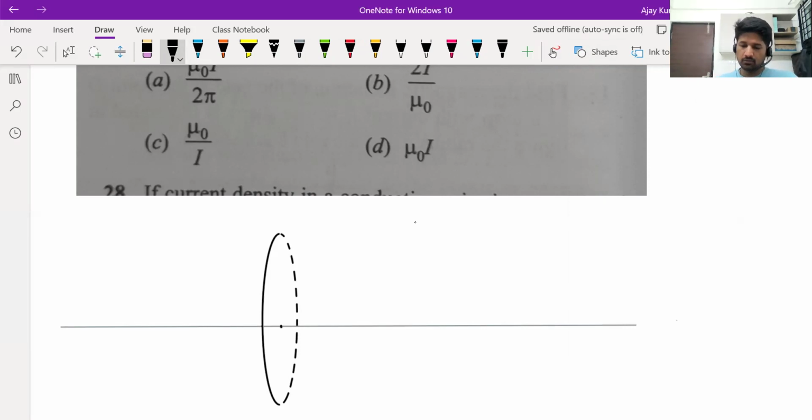Okay. They want you to integrate B dot dx along that axis from minus infinity to plus infinity. Now there is a current I flowing in this loop. Assume its radius is capital R. Fine. Can any of you think of a way to do this?